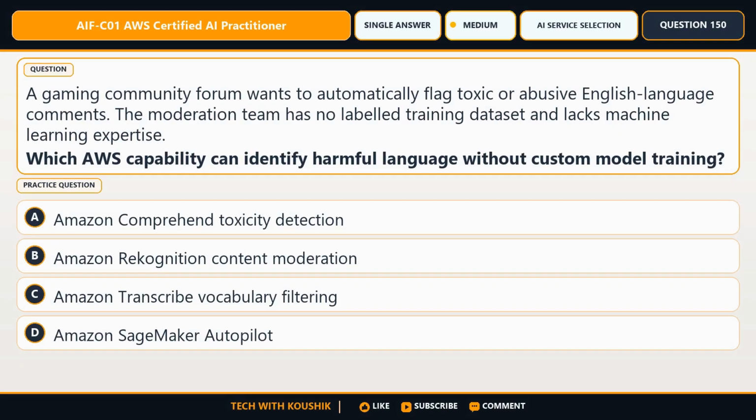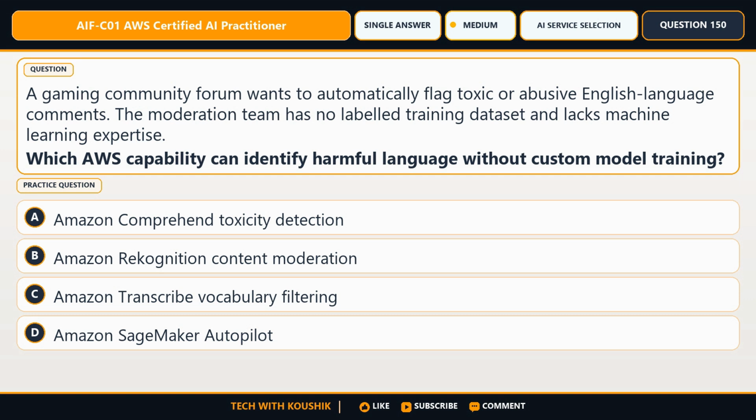Now tackle question number 150. A gaming community forum wants to automatically flag toxic or abusive English language comments. The moderation team has no labeled training dataset and lacks machine learning expertise. Which AWS capability can identify harmful language without custom model training?